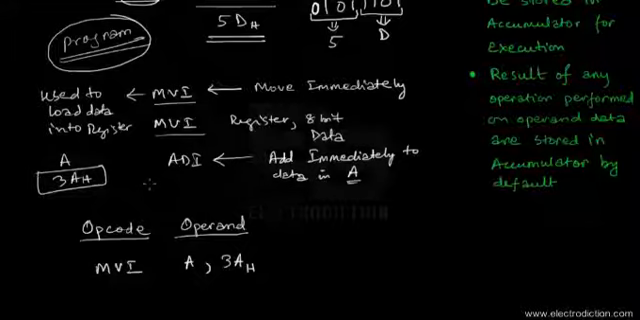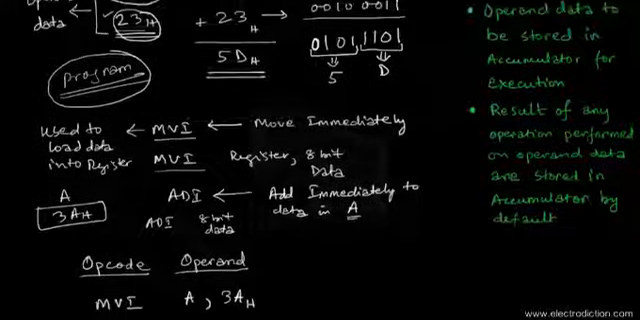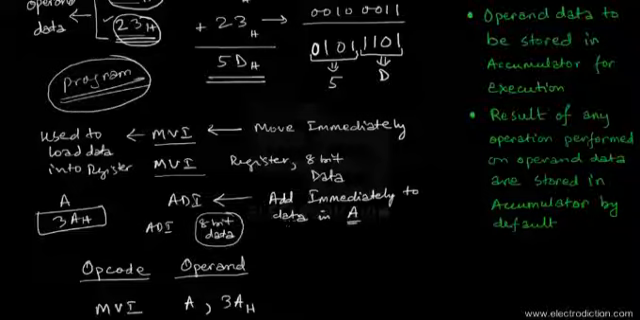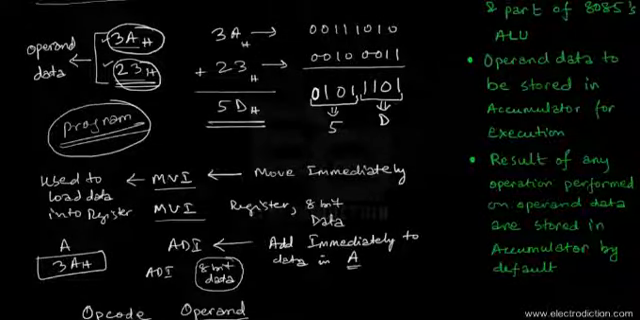We're gonna write here ADI, and give the corresponding data. So we're gonna give an 8-bit data over here. Using this instruction, we can add any given 8-bit data, which we are just declaring beside the ADI command. This 8-bit data is going to be added to the data present in the accumulator right now, that is 3AH.